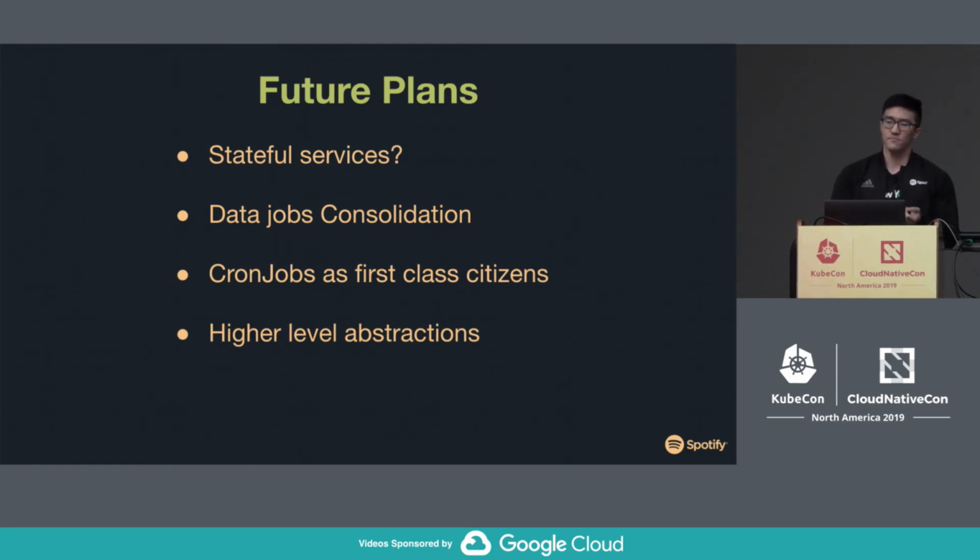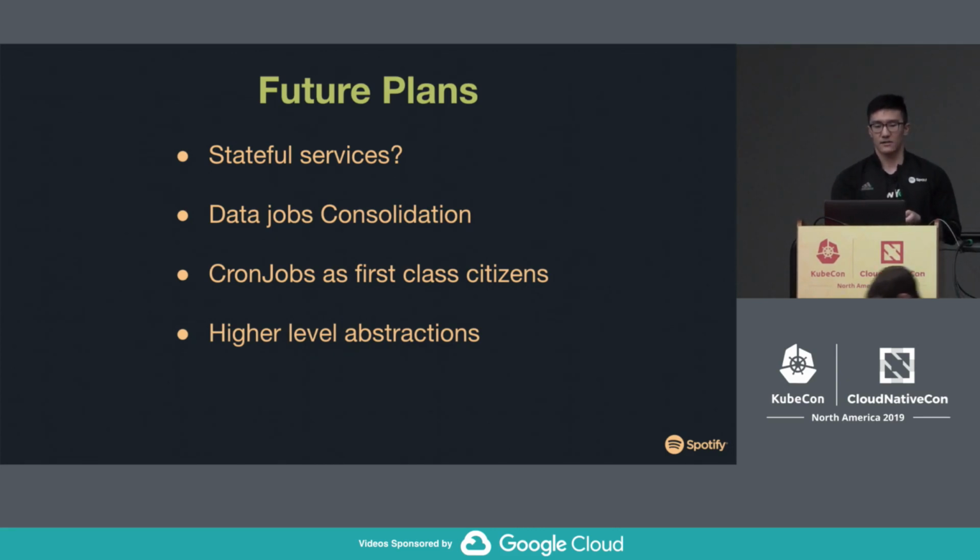Data jobs consolidation. On the data infrastructure side, there are separate clusters and a separate offering for running data jobs. There's always been talk of consolidating the two. And then cron jobs as first-class citizens. So although we allow developers to run cron jobs on the clusters, it definitely doesn't have the first-class support that things like deployments do, because again, it was backend stateless services that was our primary scope. So this one's pretty near and dear to me myself, basically supporting cron jobs as first-class citizens.